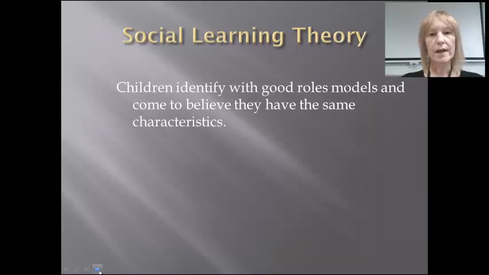So let's have a look at some of the key points of social learning theory. Children identify with good role models and come to believe that they have the same characteristics. So again, the implication for that in the classroom is that children need to be given and shown effective role models for standards in behaviour and the behaviour that we want to see in the classroom.